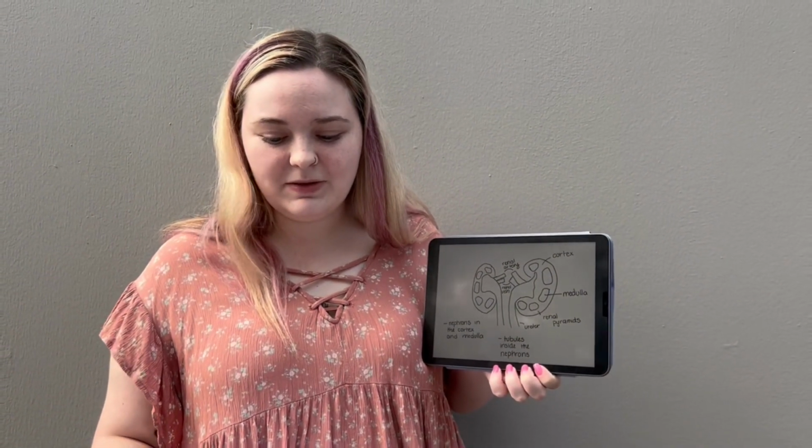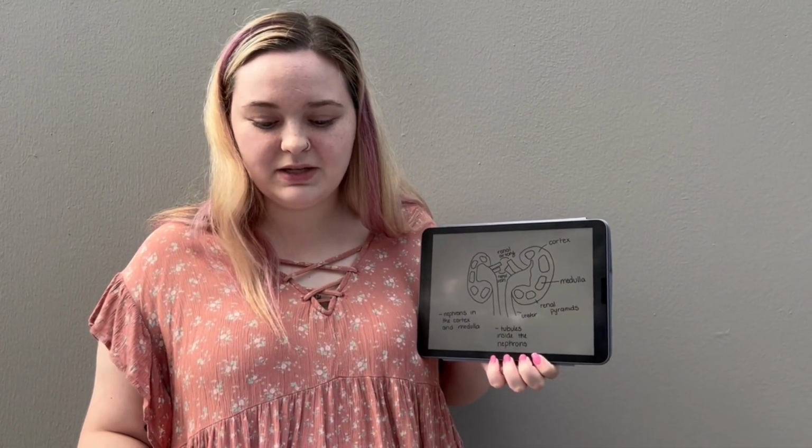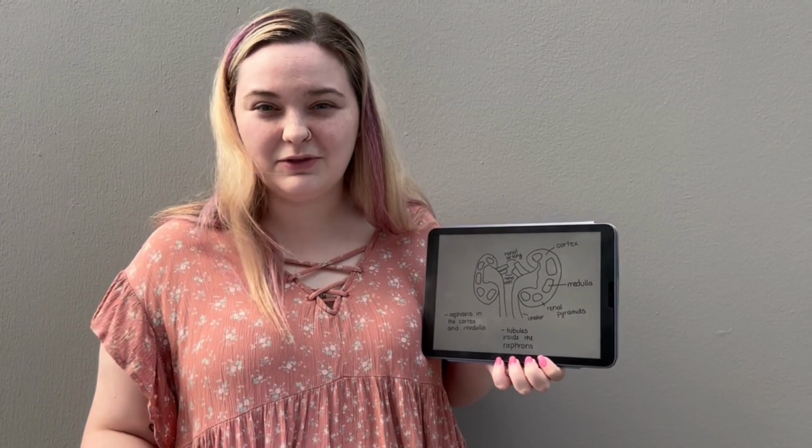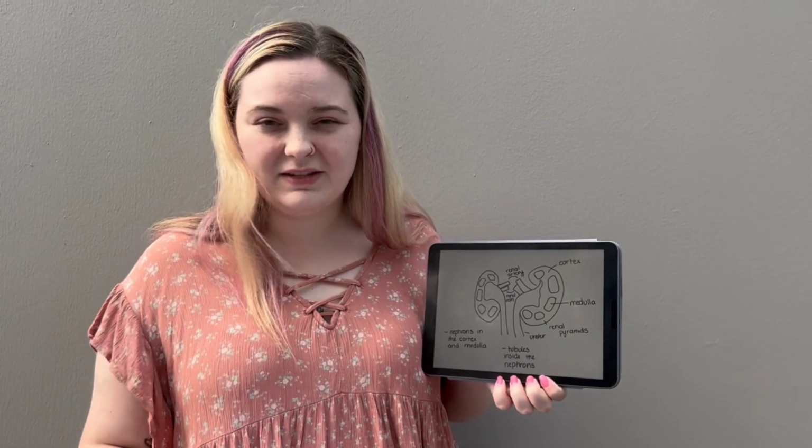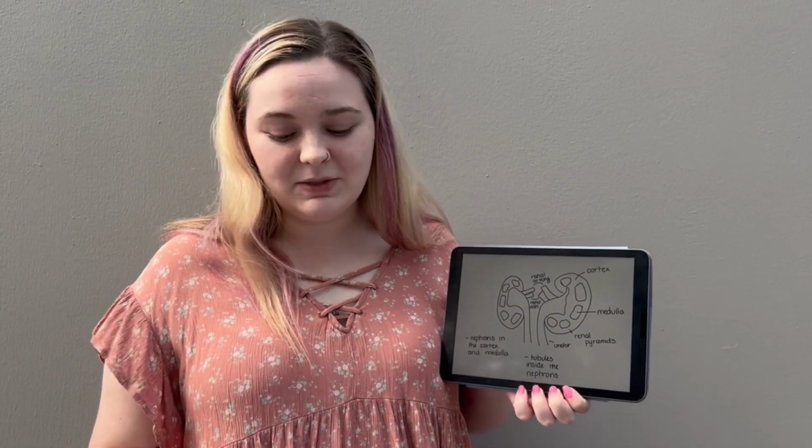Signs and symptoms of acute tubular necrosis. One of the main symptoms is muddy brown urine, kind of looks like tea. This occurs when there's an excess of bilirubin in the urine. There are also common symptoms of jaundice.